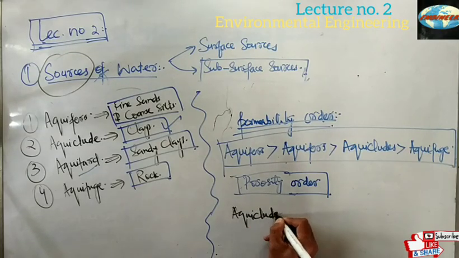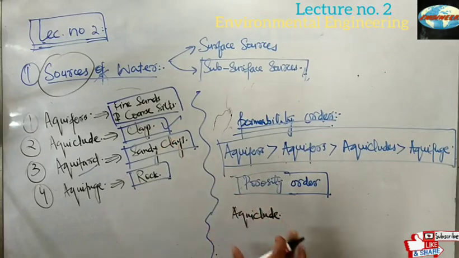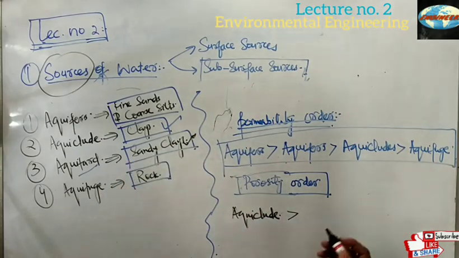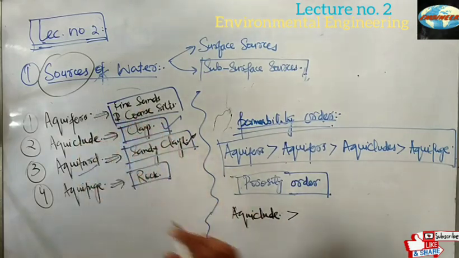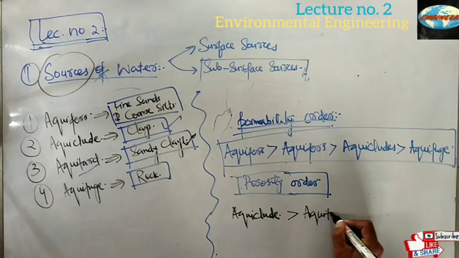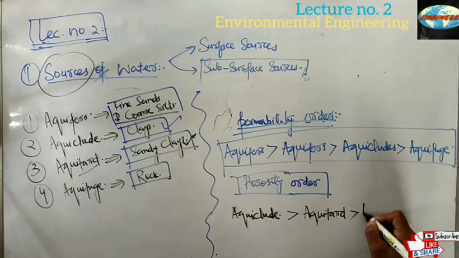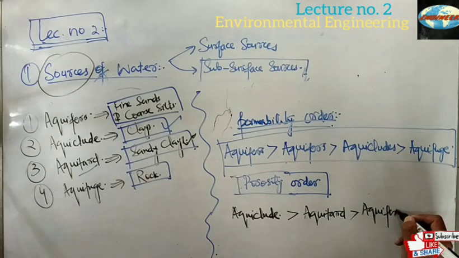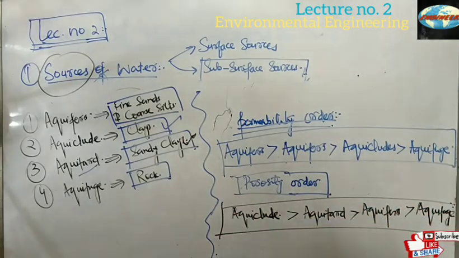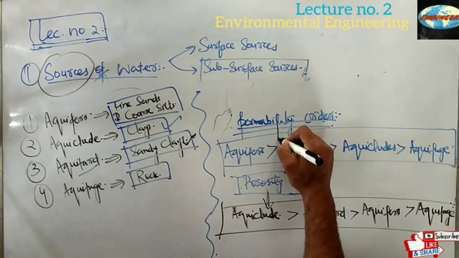Aquiclude, that's clay, will have the highest porosity among them. Then which will have the second highest porosity? These are sandy clays, so they will have lesser porosity than Aquiclude, but higher porosity than aquifers. So we have to write Aquitard, and then obviously aquifers, and then Aquifuge. Aquifuge is a rock. It will be neither porous nor permeable. So this is the porosity order, and this is the permeability order.